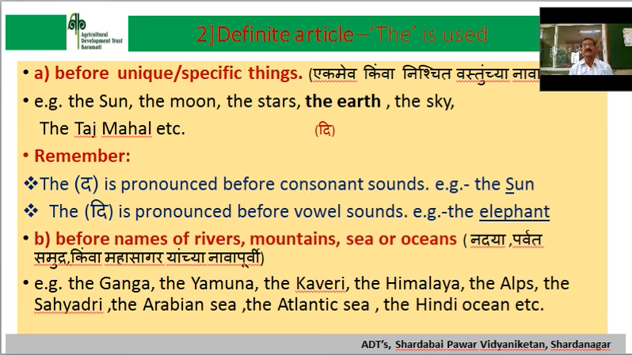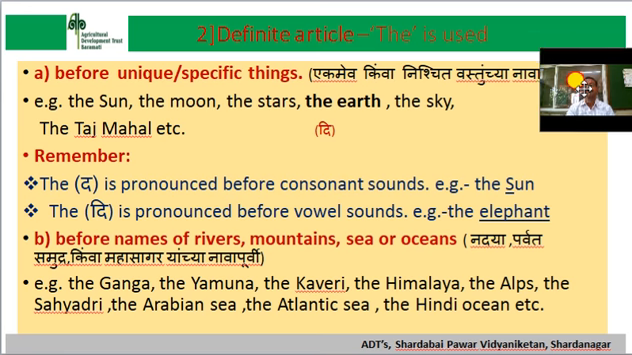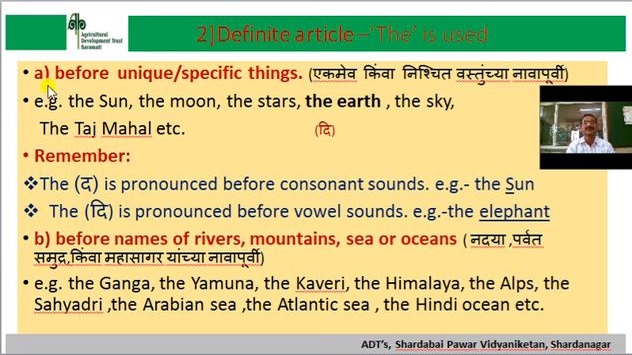Then we will see the use of definite article the. The is used before unique or specific things. For example, the sun, the moon, the stars, the earth, the sky, the Taj Mahal, etc. Remember, the is pronounced differently before a consonant sound. For example, the sun, and before a vowel sound. For example, the elephant.